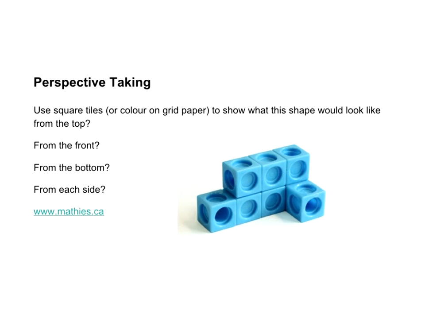Again, using square tiles or coloring on the grid paper to show what this shape would look like from the top or from the front or the bottom or each side. These are crucial concepts that are really challenging for students in grade six. And so I think about how powerful it would be if kids had the opportunity to play with these ideas and experiment in the earlier grades and really build those spatial reasoning pathways in their brains.